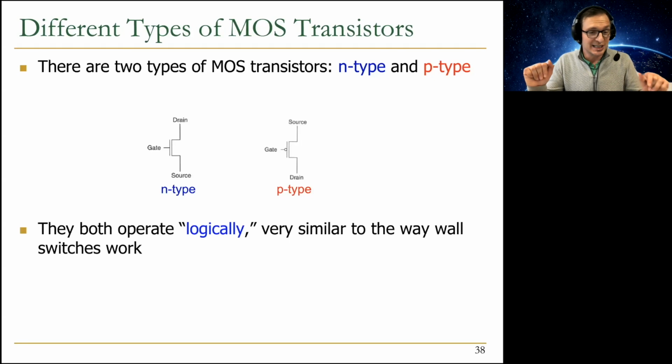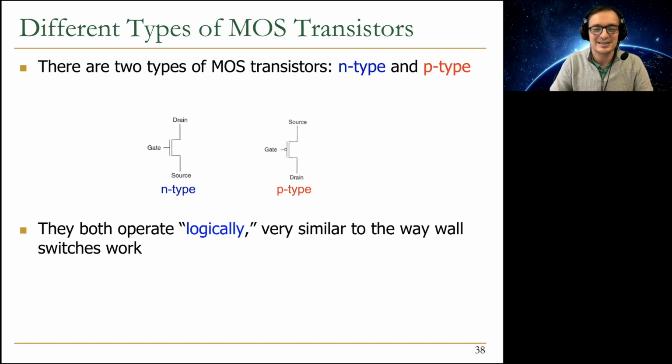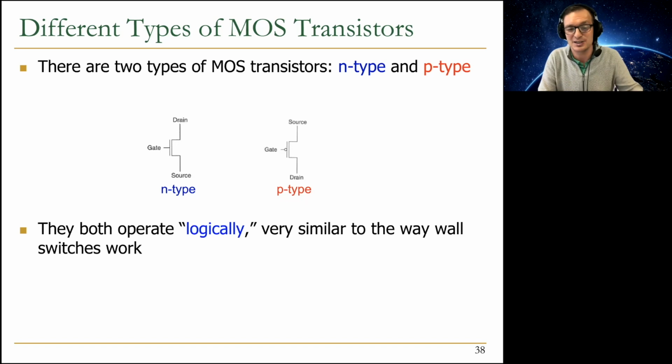Logically, they both operate similar to the way wall switches work. You know about wall switches? Basically, you have a light on the ceiling, and you want to turn it on and off. You have a switch, and you put the switch up or down, right? Or you connect the switch, or you disconnect the switch, essentially. If you disconnect the switch, the light turns off. If you connect the switch, the light turns on.